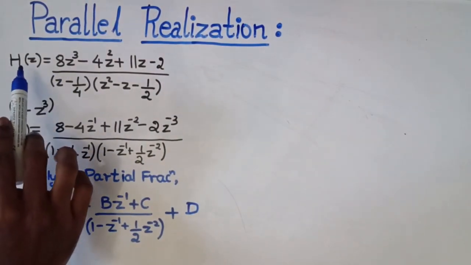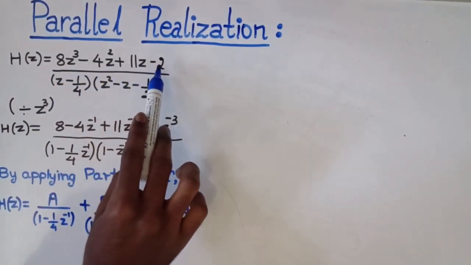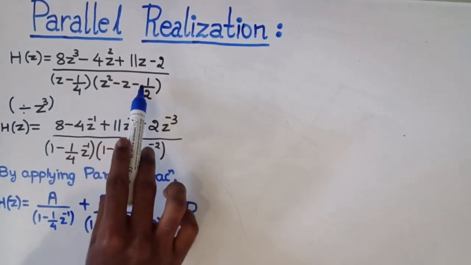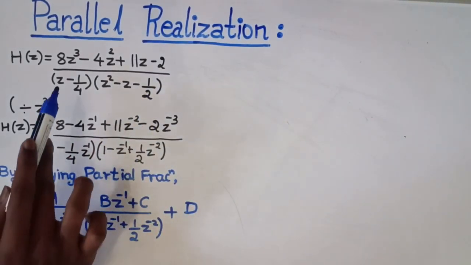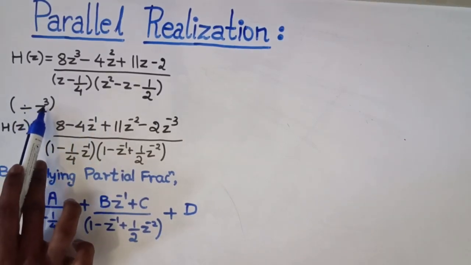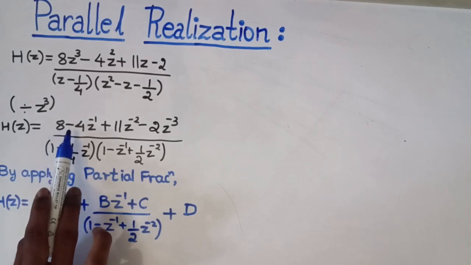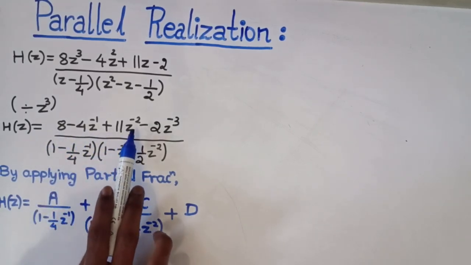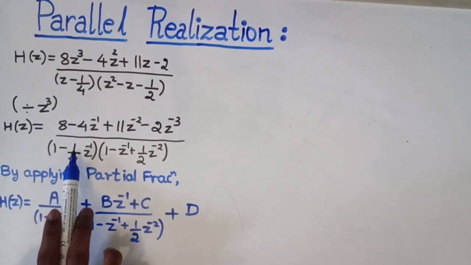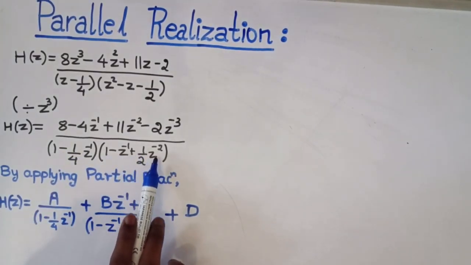The question is given as H(z) = (8z^3 - 4z^2 + 11z - 2) divided by (z - 1/4)(z^2 - z + 1/2). We want this equation in the form of z inverse. Hence we divide the equation by z^3. Dividing numerator and denominator by z^3, we get (8 - 4z^-1 + 11z^-2 - 2z^-3) divided by (1 - 1/4 z^-1)(1 - z^-1 + 1/2 z^-2).